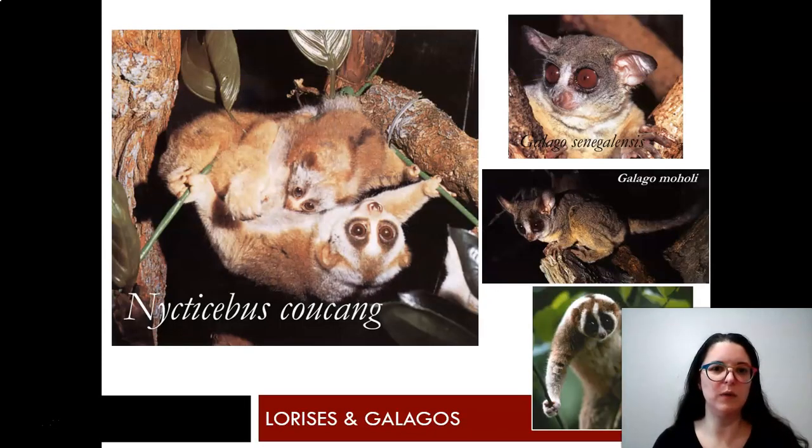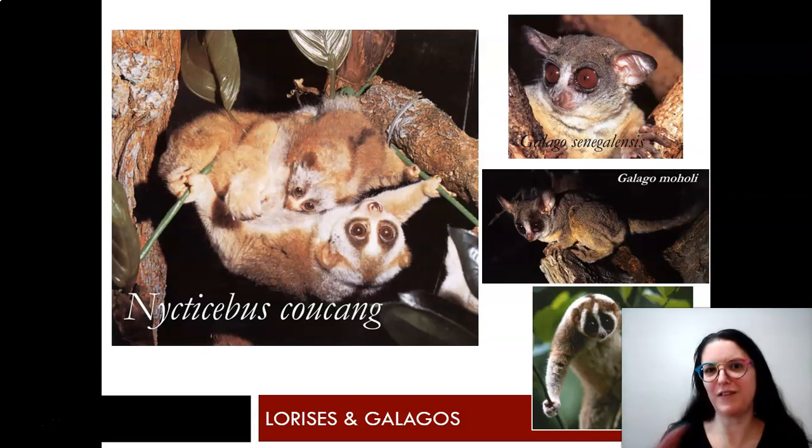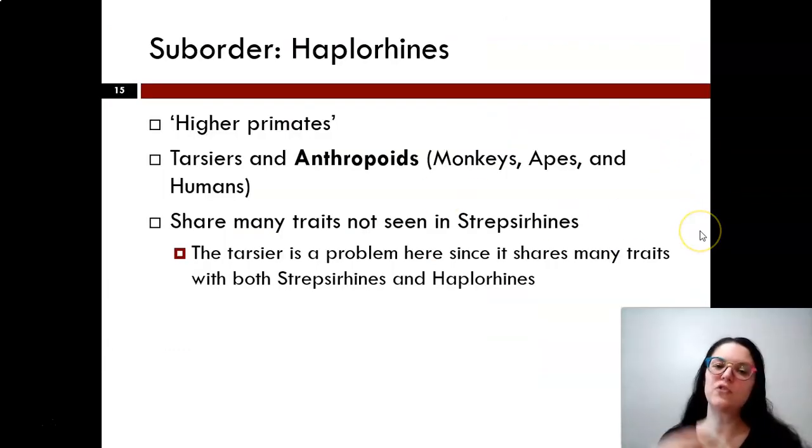One of the things we see with the strepsirrhines here, as you can see, is quadrupedal locomotion, but we also can have vertical clinging and leaping as well. We'll talk about that specifically in the case of tarsiers in a second here. Okay, so again, they share many traits that are not seen in strepsirrhines, but of course have the generic standard primate pattern that is present.